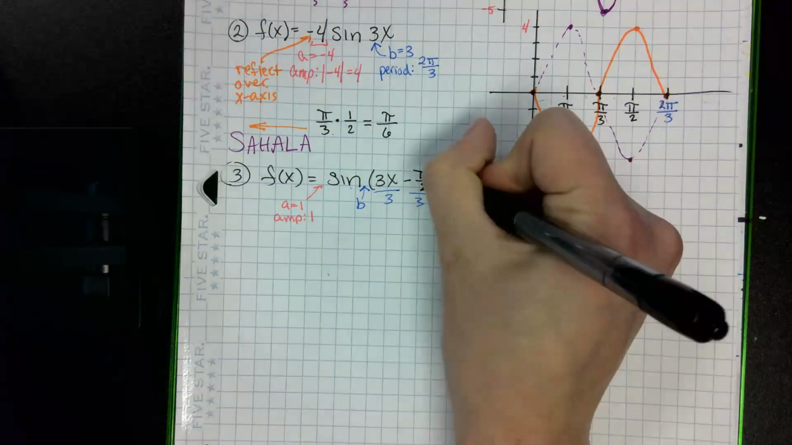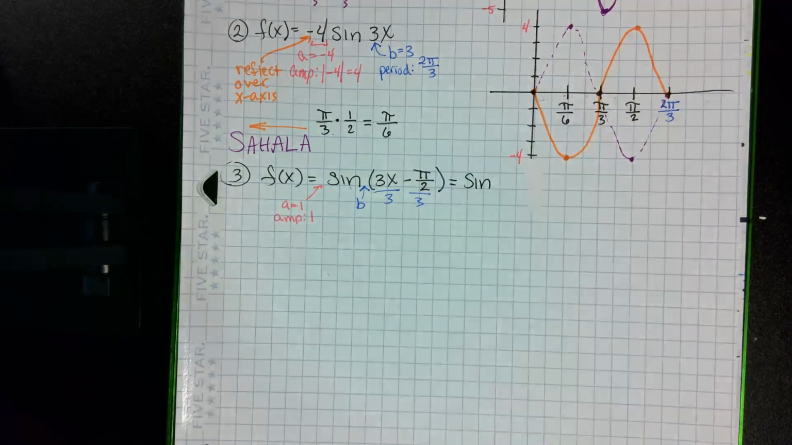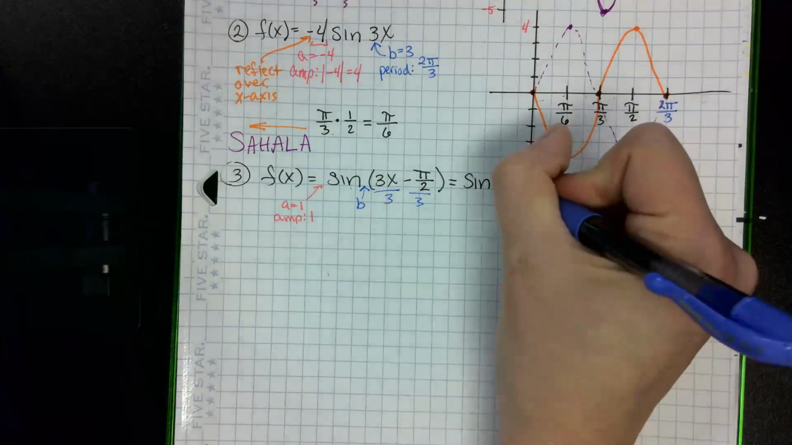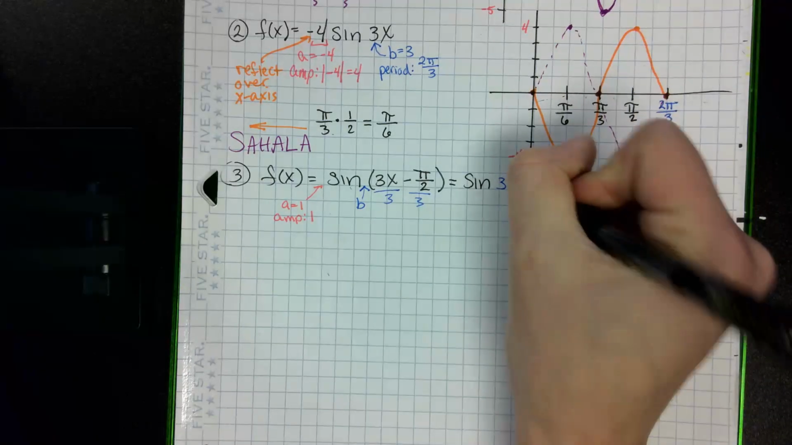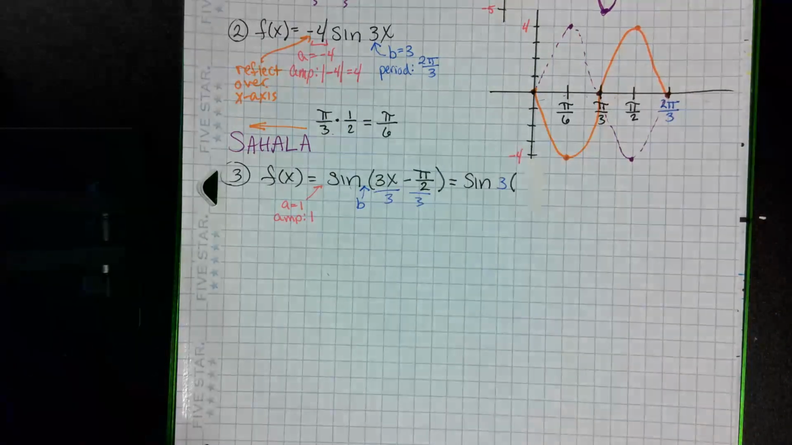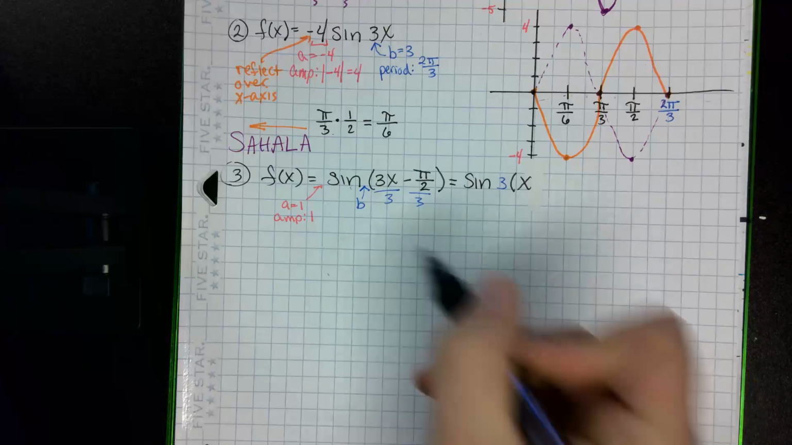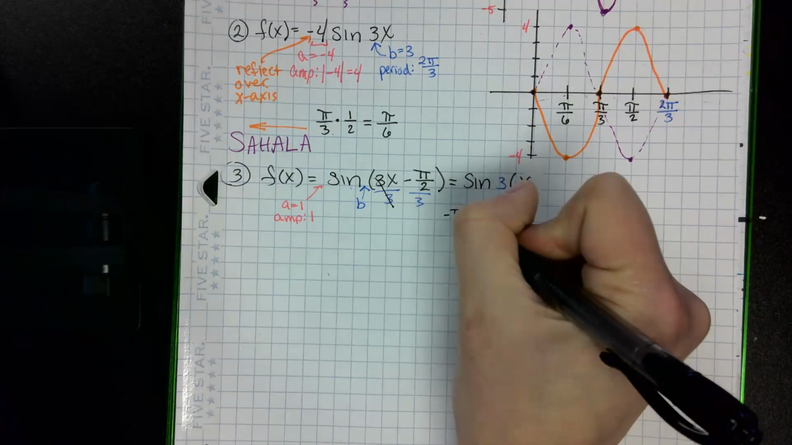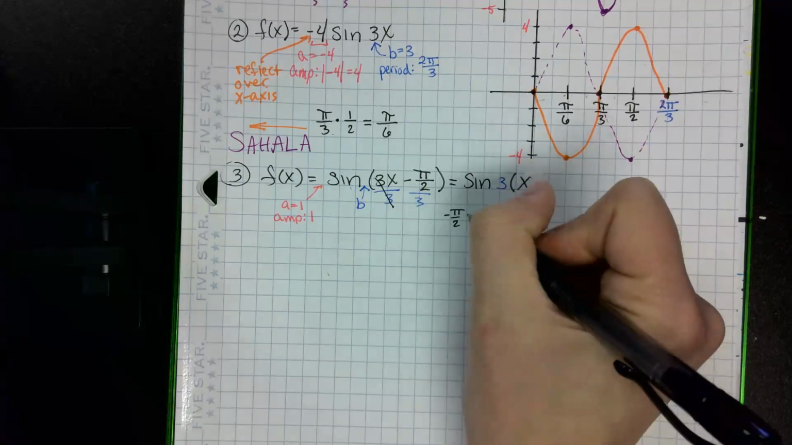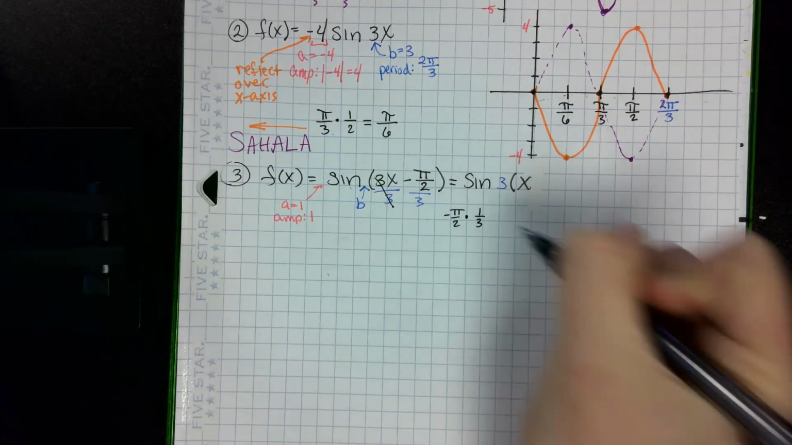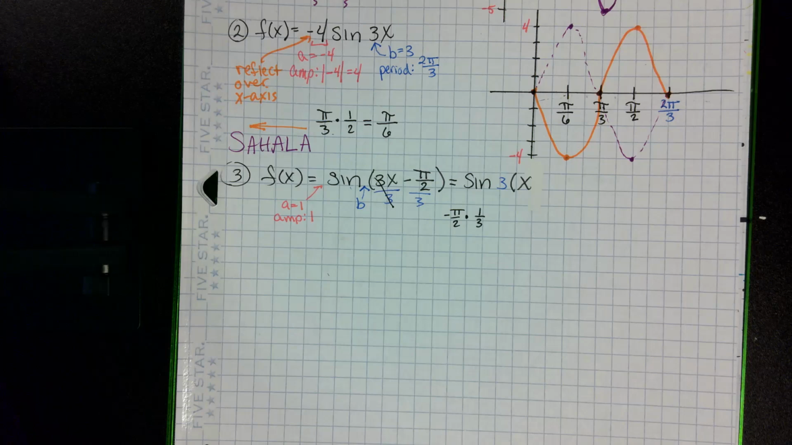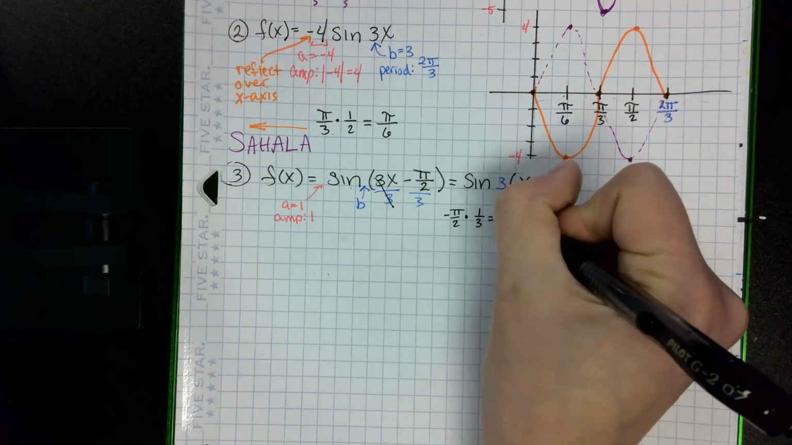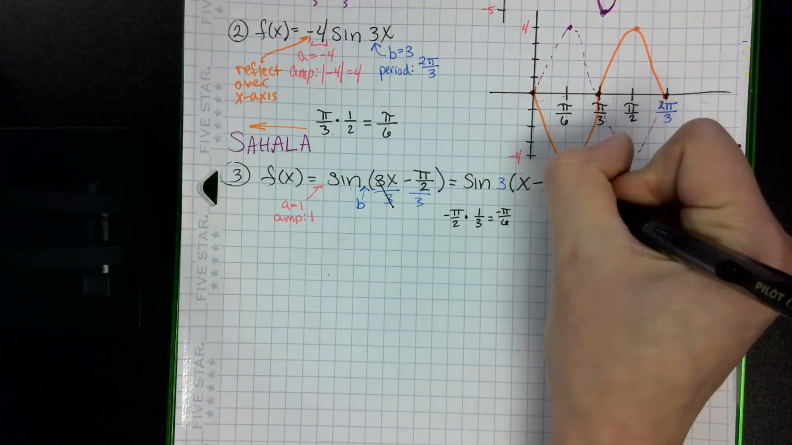So this equals sine. Now we have 3x divided by 3 is 1. We brought the 3 to the outside. So now we have x and negative pi over 2 divide by 3. So that's like multiply by 1/3. So negative pi over 6.